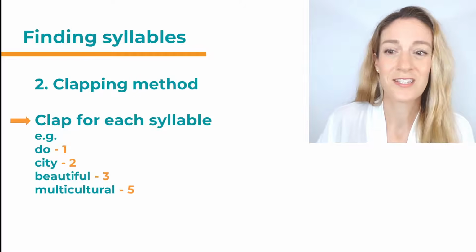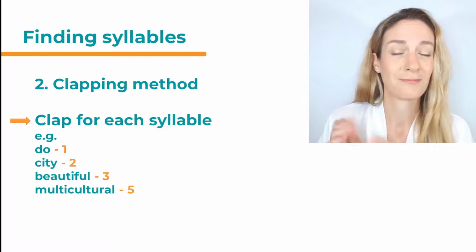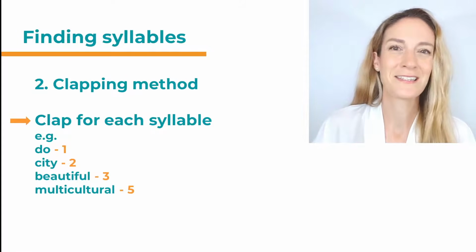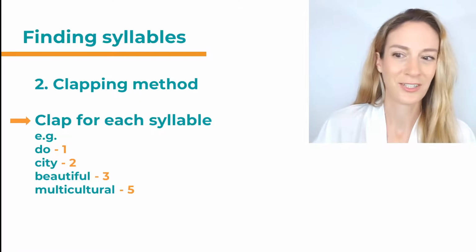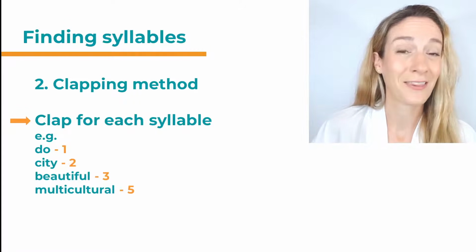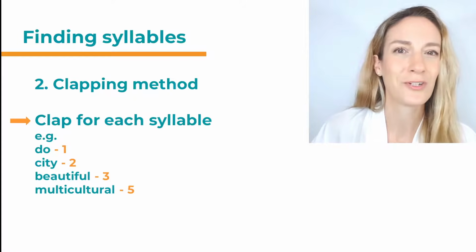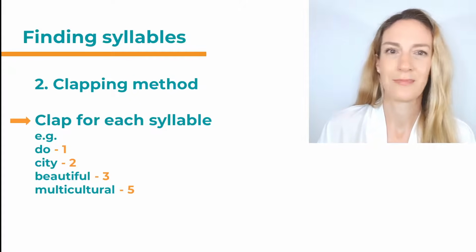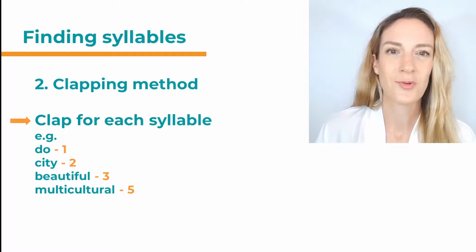method, and this is just the clapping method. So use your 2 hands to clap the syllables out. You might have done this as a child in primary school with your teacher. Let's do this again together with the same words. Only this time I added a really long word as well. So first word, do. One clap, one syllable. City. Two claps, two syllables.